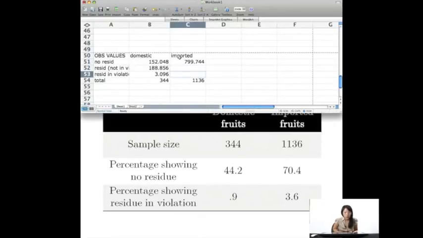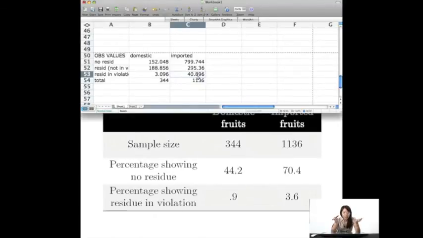Also, we have those that have residue in violation, so 0.036, that's 3.6% times 1136. So that's about 41 fruits. And then I need the leftover percentage, right? So that's 1 minus 70.4% plus 3.6%, right? That percentage times the total. And that's 295 fruits, right?